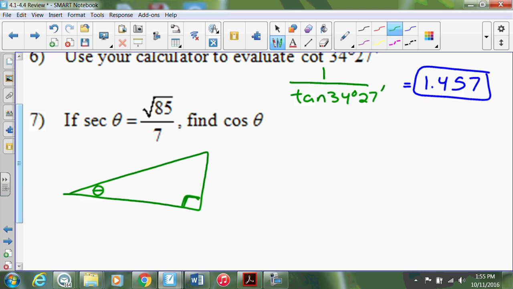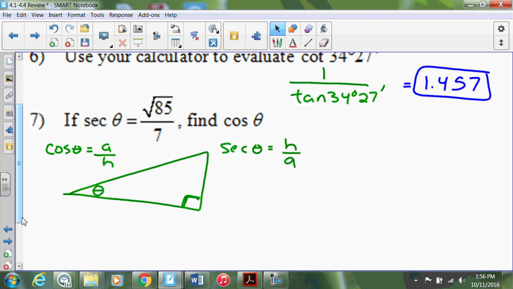But the problem is that SOHCAHTOA, which we know so well, does not include secant. So secant, we have to remember, is the flip of cosine, and we know cosine theta is going to be adjacent over hypotenuse. So then secant theta, since it's the flip, would be hypotenuse over adjacent. So when we look at the square root of 85, we know that's the hypotenuse. So I'll put that here. And we see the 7, we know that that is the adjacent.